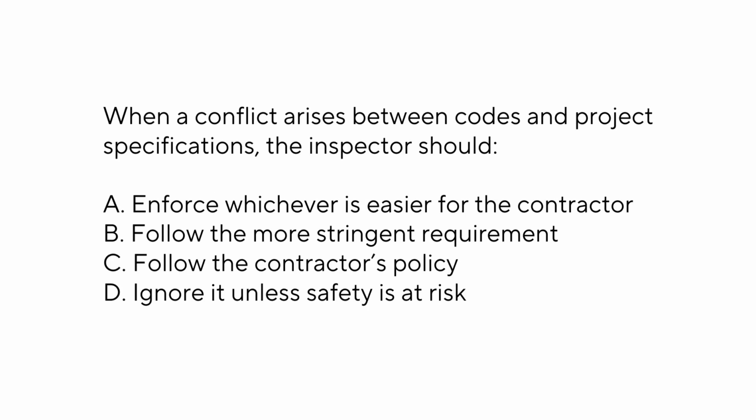When a conflict arises between codes and project specifications, the inspector should: A. Enforce whichever is easier for the contractor. B. Follow the more stringent requirement. C. Follow the contractor's policy. D. Ignore it unless safety is at risk. Answer: B. Follow the more stringent requirement.